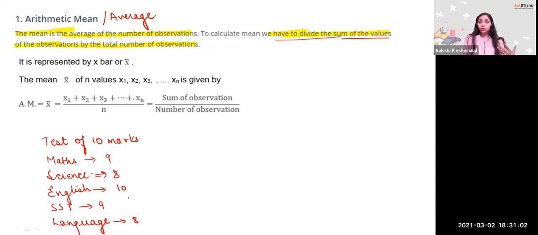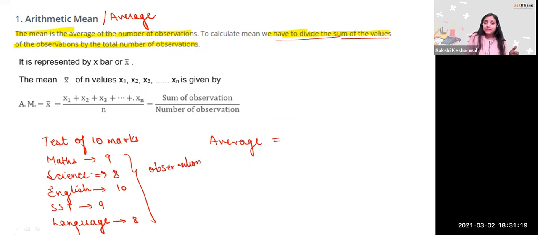So what is the mean? What do the average and the mean say? Average means simple: the sum of all the observations. These are your observations, beta. So it says sum of all the observations, which is 9 plus 8 plus 10 plus 9 plus 8.